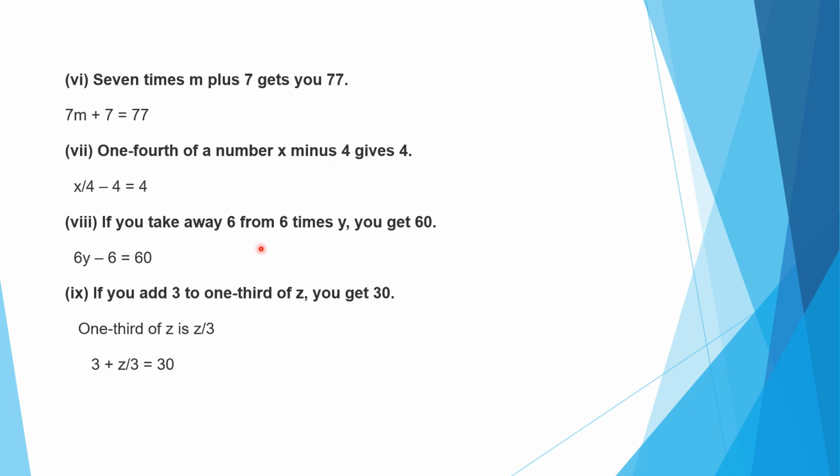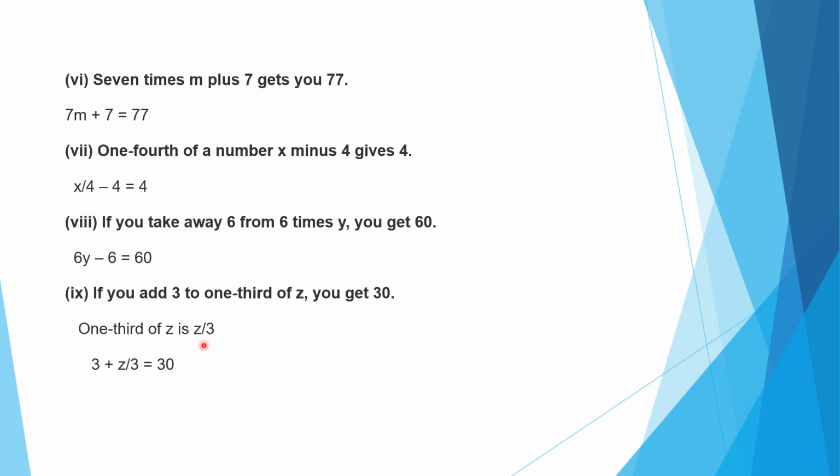Next, if you take away 6 from 6 times y, you get 60. First, we have to take away 6 from what? 6 times y. That means 6y minus 6 is equal to 60. Next, if you add 3 to 1/3 of z, you get 30.